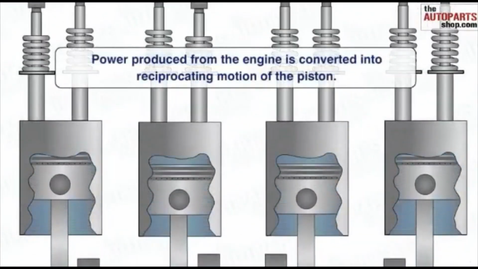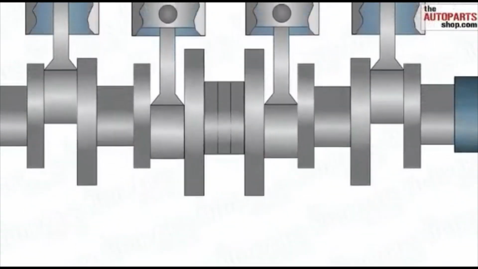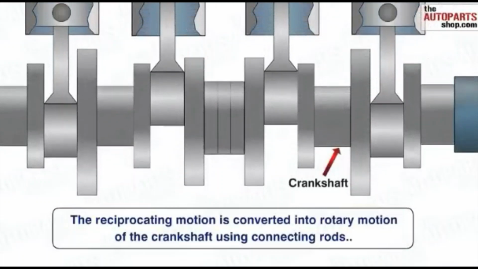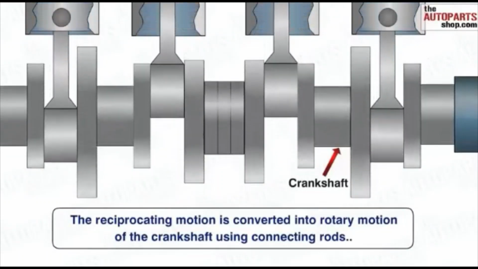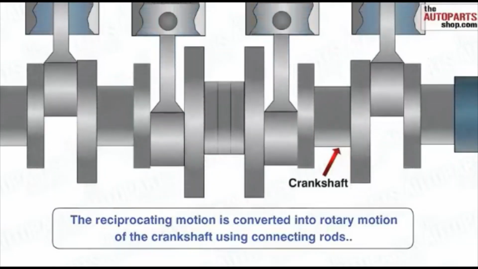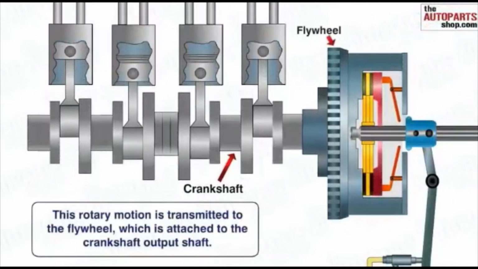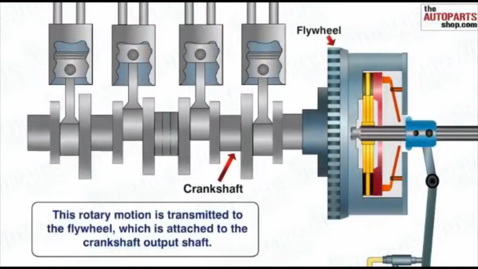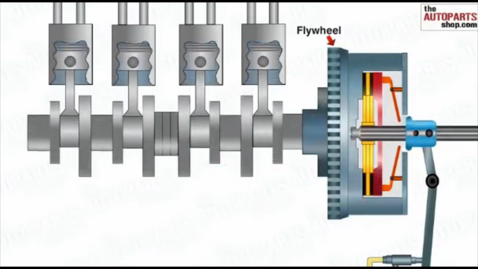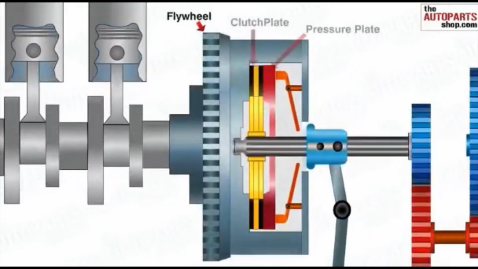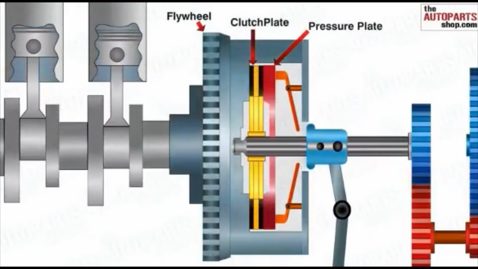The power produced from the engine is converted into reciprocating motion of the piston. The reciprocating motion is converted into rotary motion of the crankshaft using connecting rods. The rotary motion is transmitted to the flywheel, which is attached to the crankshaft output shaft. This assembly includes flywheel, clutch plate and the pressure plate.